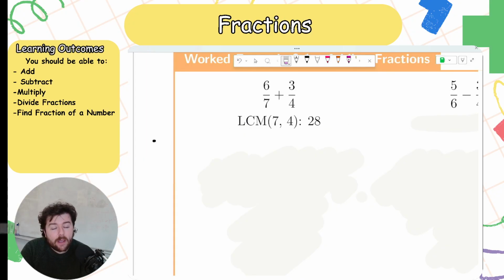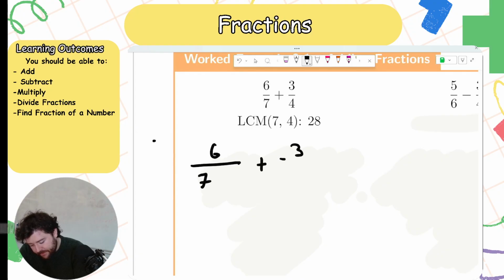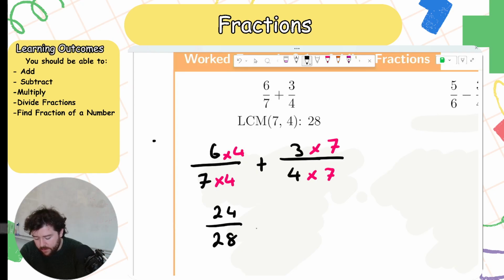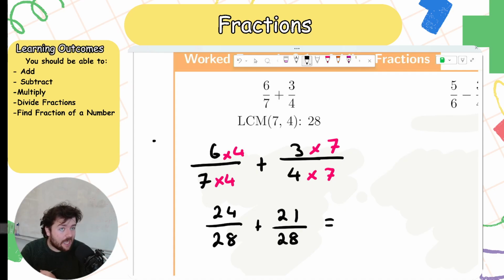Now I need to get the bottom of my fractions to look like 28. What I do to the bottom of my fraction, I do the same to the top of my fraction. Now that my denominators are the same, I just add my tops.